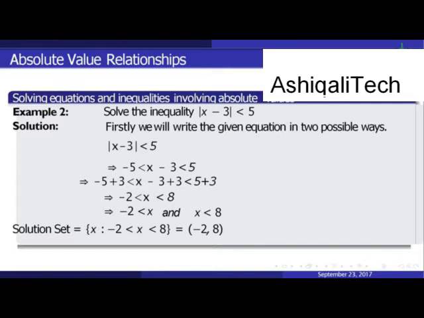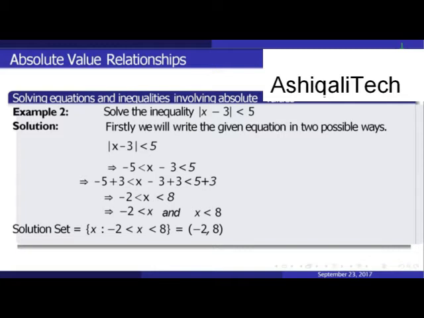So we write minus 5 less than x minus 3 less than 5. Now we add 3 to this inequality. So we will get minus 5 plus 3 is less than x minus 3 plus 3 is less than 5 plus 3. We get minus 2 is less than x is less than 8. That is, x is greater than minus 2 and x is less than 8.